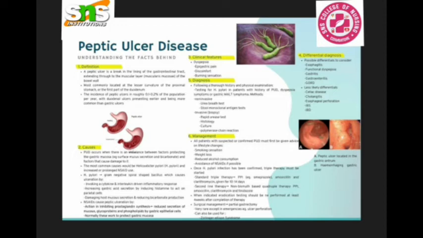And we want to change their diet. If they are taking an acidic diet, we want to change the acidic diet into an alkaline diet.